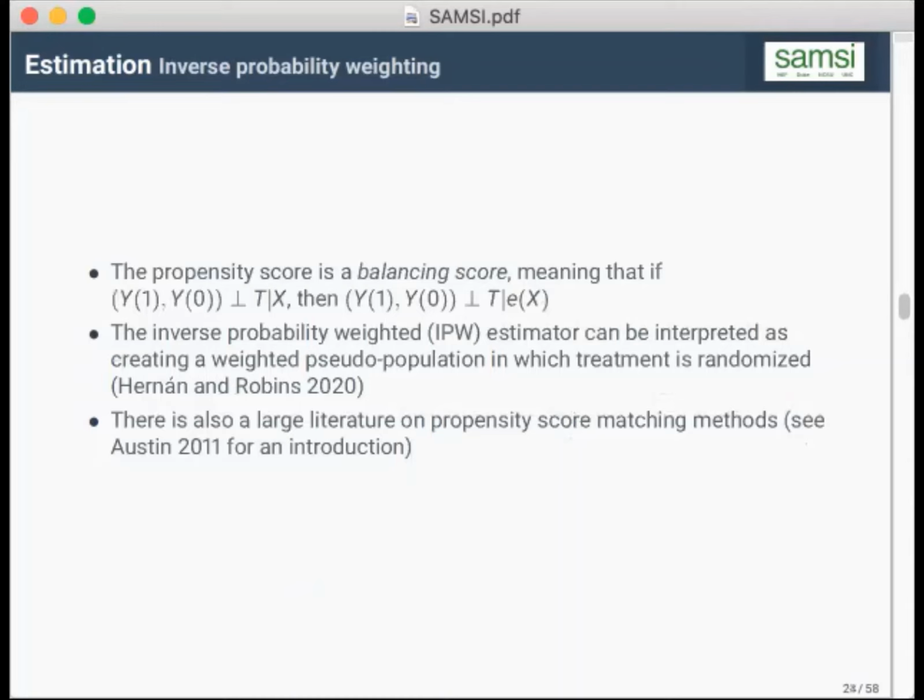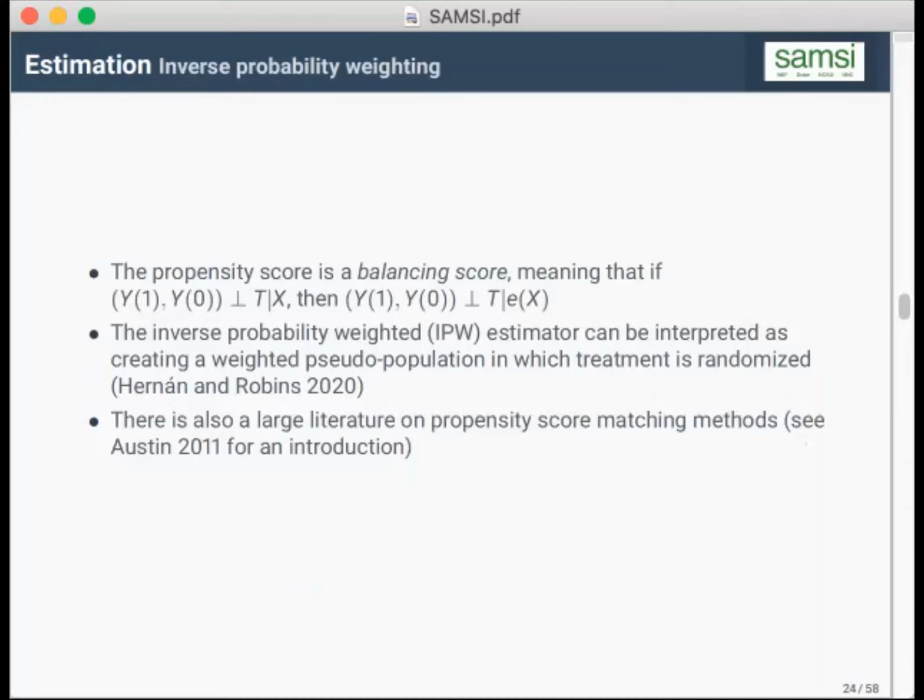The propensity score is what's known as a balancing score, meaning essentially that if ignorability holds conditional on X, then ignorability also must hold conditional on the propensity score. So this is saying that the propensity score as a function of X suffices to control for all confounding due to the covariates X.